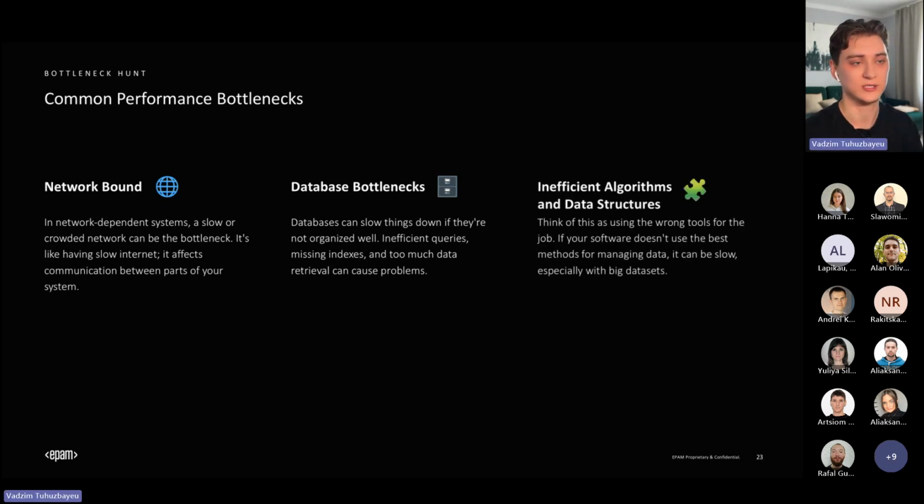The next one is inefficient algorithms and data structures. Think of this as using a teaspoon to dig a hole. If your software doesn't use the best methods for handling data, especially when there's a lot of it, things slow down.